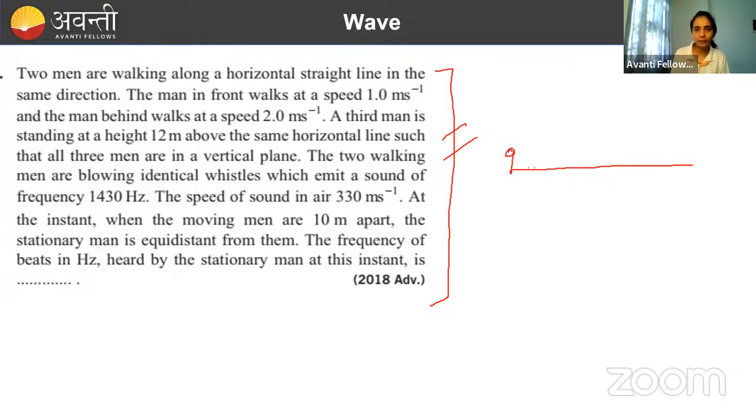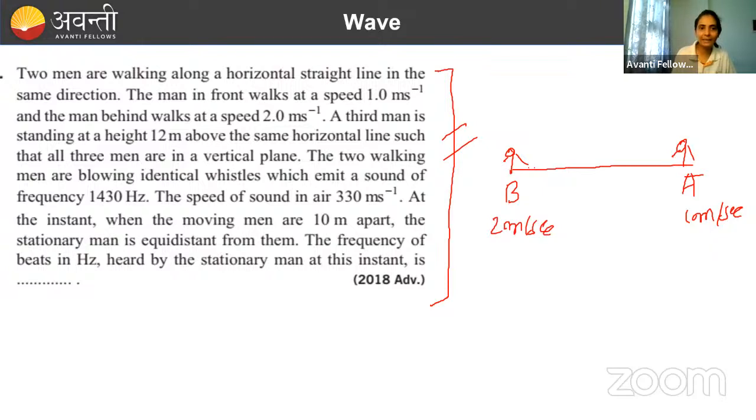There are two men. I make one like this, the other like this. What is happening? How are they moving? The man in front, who is in front? This one. Let's call it A. And behind is this one, B. The man in front walks at a speed of 1 meter per second, and this one is walking at a speed of 2 meters per second. Draw the diagram, very important.